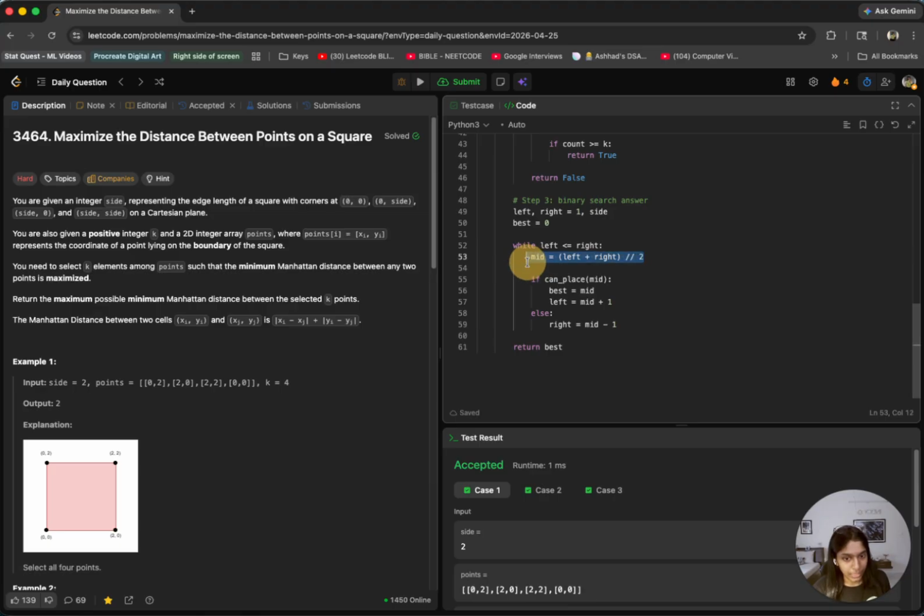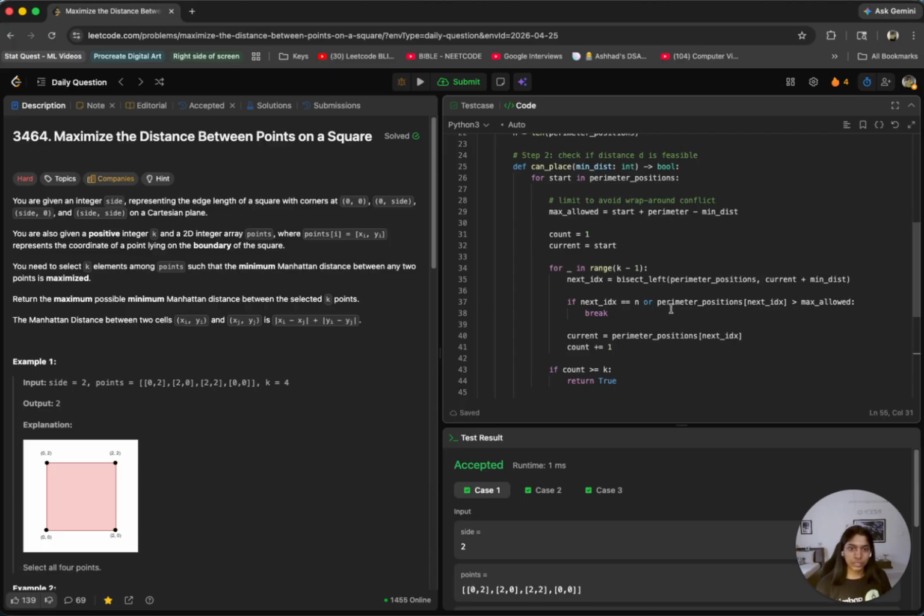We look for mid and we see, can I place this number of points? Is it possible? And if it's possible, that might be the best answer. And I'm going to look further to the right to see if I can find a better value. So that's why I'm doing left is equal to mid plus 1. We're just discarding everything before that because we've already found a possible value. And then we're going to try to increase that value further. Or else if it's not possible, then we're going to try to decrease that minimum value. And then we return best.